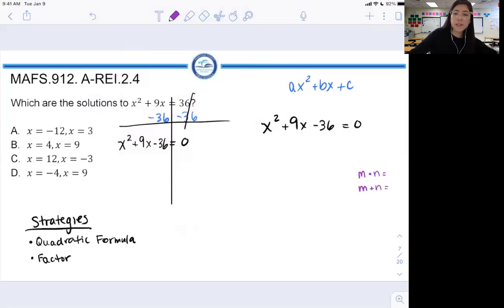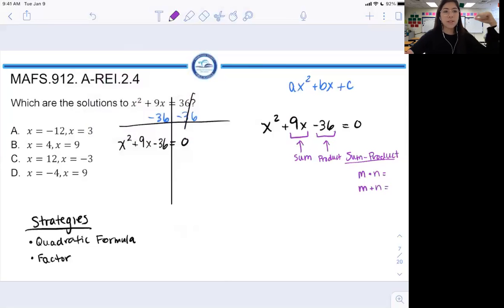Okay, so let's review this. So this is called the sum product method. Okay, listen carefully to why. There's a reason it's called that. This is the sum product method. They need to add up to 9, and they need to multiply to negative 36. That's why it's called the sum product method. So what two numbers add up to 9 and multiply to make negative 36? Think about it. 12 and negative 3.